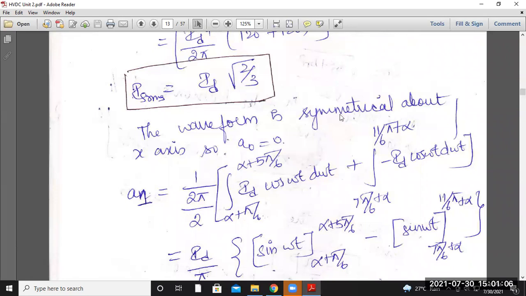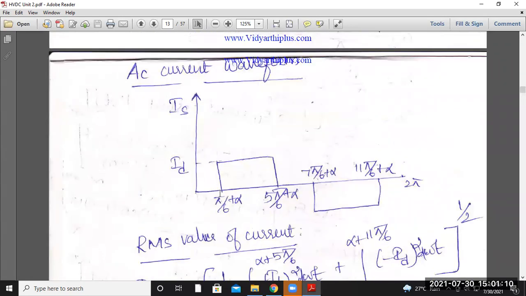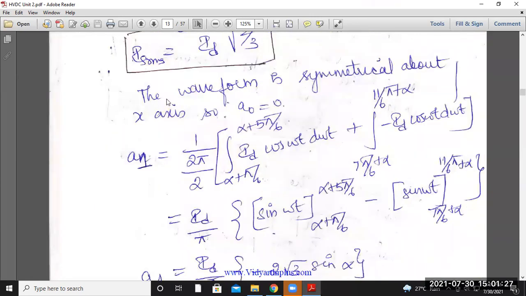Now the waveform is symmetrical about the x-axis, so you can see that this waveform is symmetrical about the x-axis. That will give you the relation in the y-axis also, because when you make it symmetrical along the x-axis, that means some part will be in the positive y-axis and some part will be in the negative y-axis. Similarly, here you can see that the waveform is symmetrical about the x-axis.